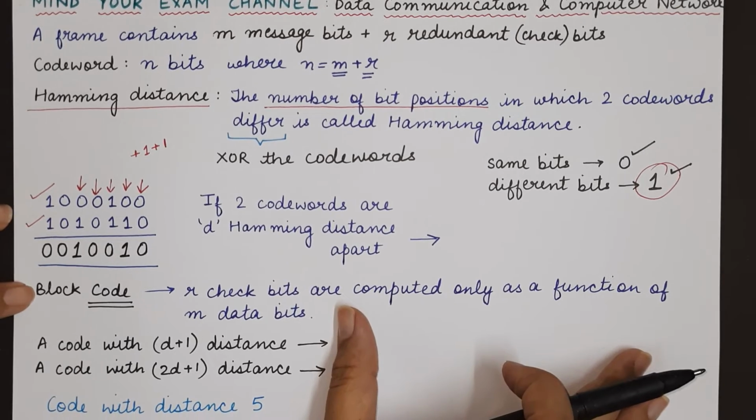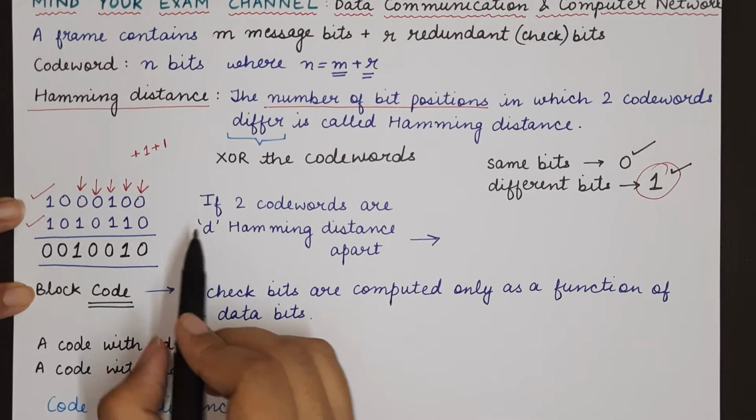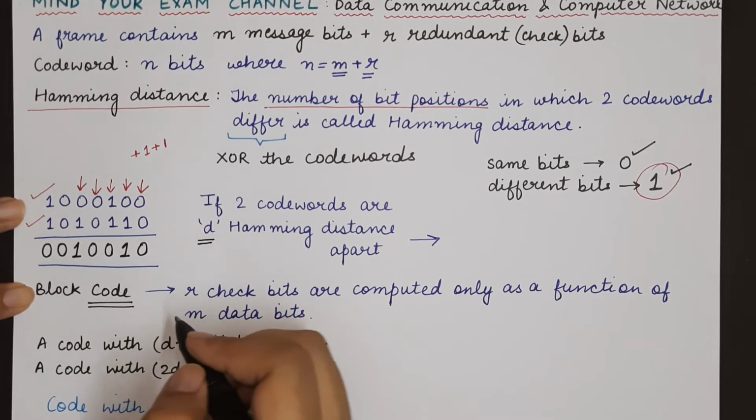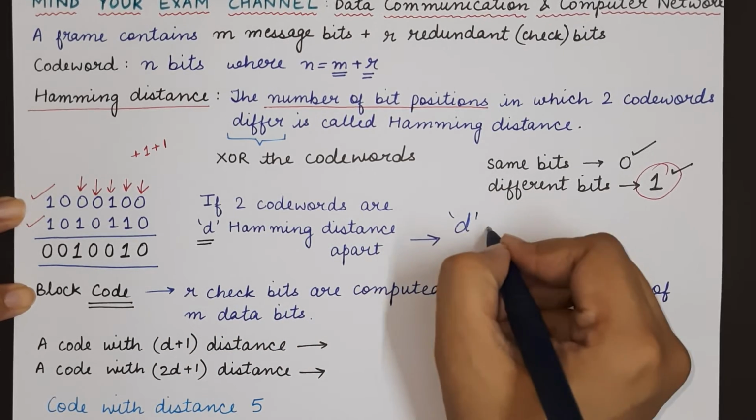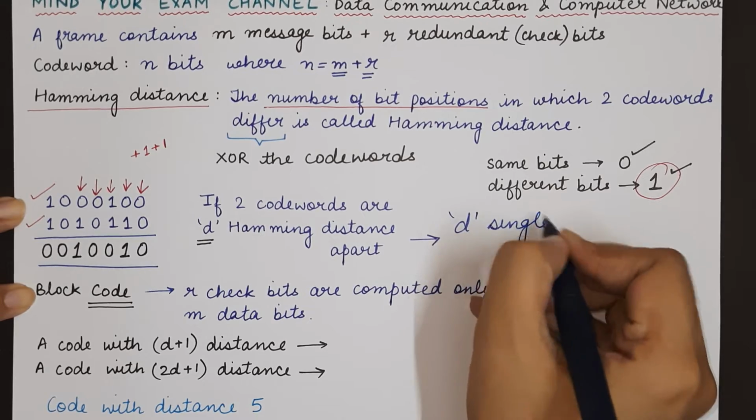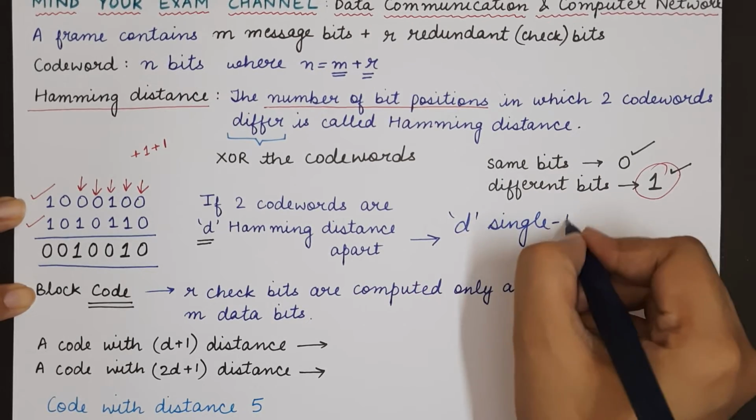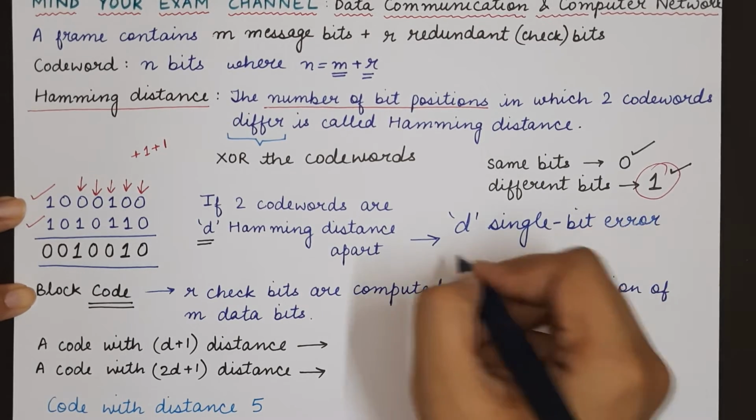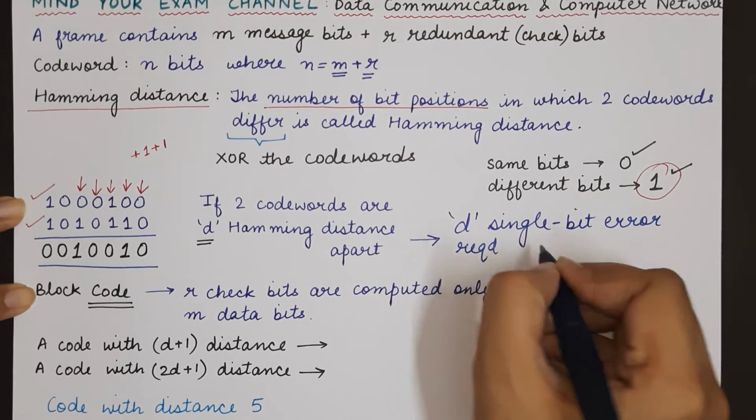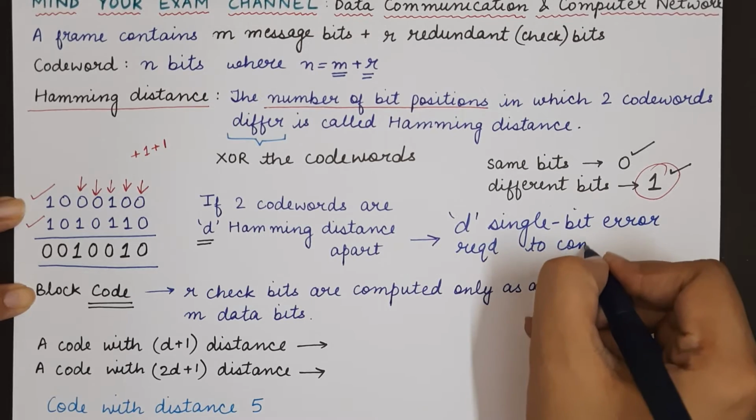Now, if two code words are d Hamming distance apart, then you will require d single bit errors to convert them into one another. So d number of single bit errors are required to convert one into another.